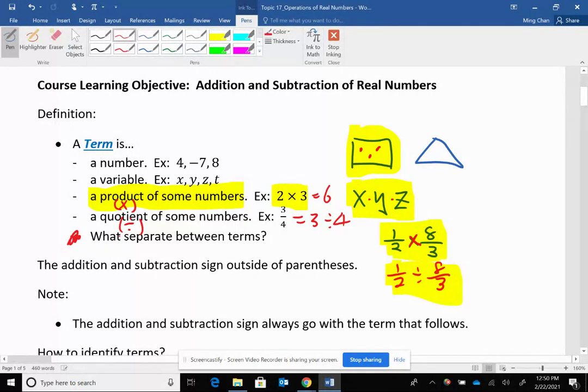So the question is, what do we use to separate between terms? How can I distinguish from one object to the next object? How do I distinguish between one term and the next term? And the way we do it is using the addition and subtraction signs outside the parentheses to separate my terms.